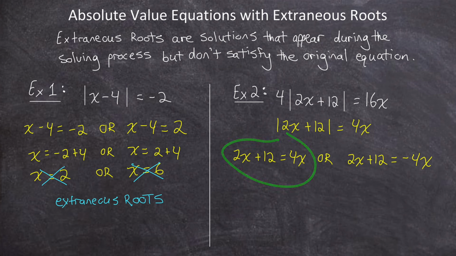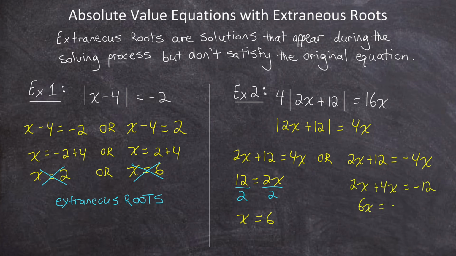Starting with this first equation, I'll subtract this 2x to the other side, giving me 12 equals 4x minus 2x, which is 2x. And then I'll divide both sides by 2 to isolate the x, and I see that x is equal to 6. And now let's also solve this second equation. I'll bring the negative 4x to the left, and bring this positive 12 to the right using inverse operations. This gives me 6x equals negative 12, and then dividing 6 on both sides, I see that x is equal to negative 2. But remember, when solving an absolute value equation, you might get an extraneous root, so you have to check these answers and make sure they both satisfy the original equation.